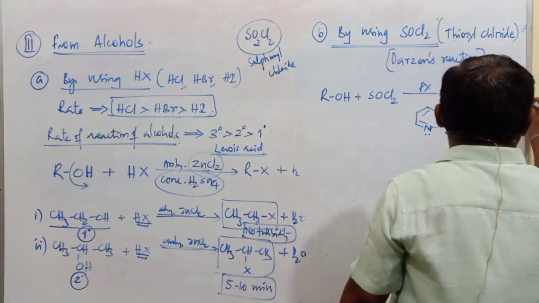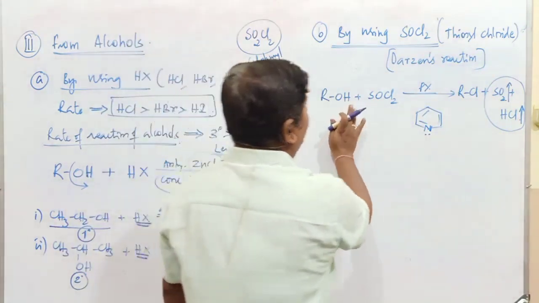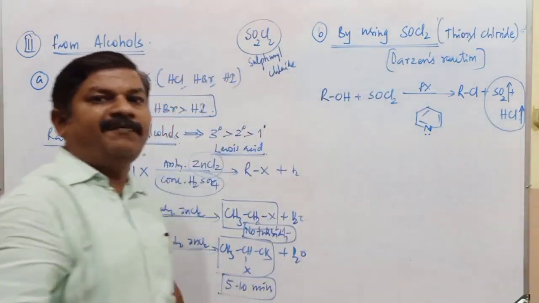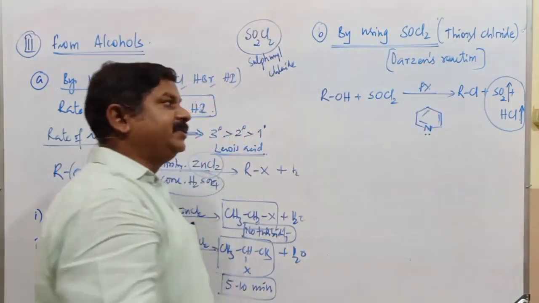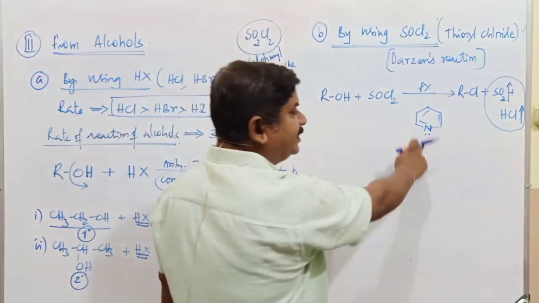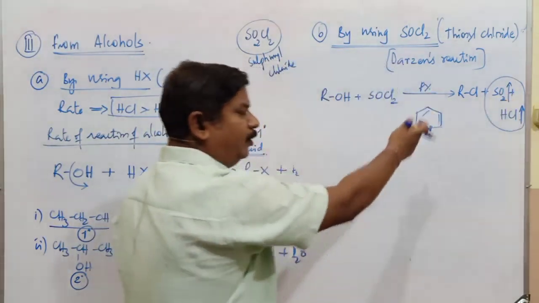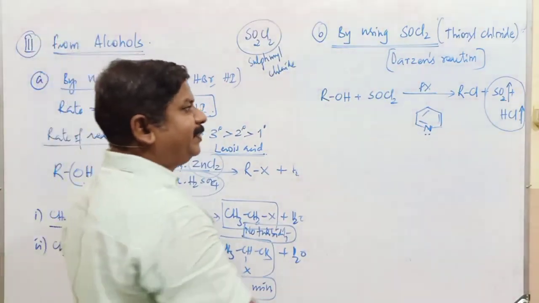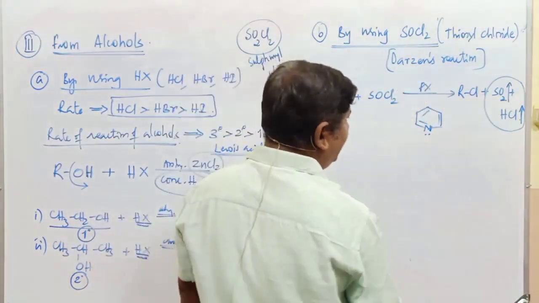SO2 is a gaseous product, HCl is also a gaseous product. When these two products are eliminated as gases very conveniently, this is one of the best methods for the preparation of haloalkane from alcohols. That is commonly known as what? Darzens' reaction. What's the role of pyridine in this reaction? The role of pyridine is to eliminate the acidic compounds, that is HCl and SO2. No doubt they are eliminated as gases, but for easy elimination we add this pyridine. It is a nitrogenous base.